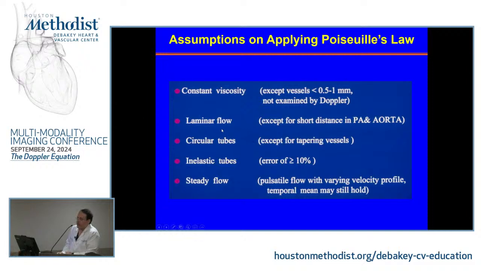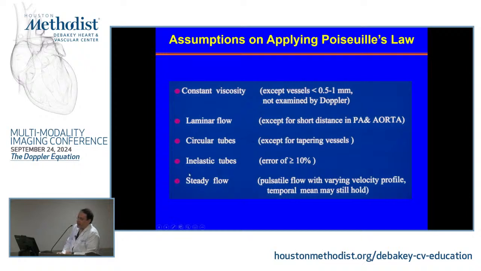We are assuming that the flow is laminar, and in normal hearts, except for a very short distance in the pulmonary artery and the aorta as the flow gets up, it is indeed laminar. A big assumption is a circular cross-section, which can be dealt with mathematically if you know what the cross-section looks like. But it is not infrequent that you see vessels changing in diameter as you progress along the length of that vessel, and so a single cross-sectional assumption does not necessarily apply to the whole vessel.